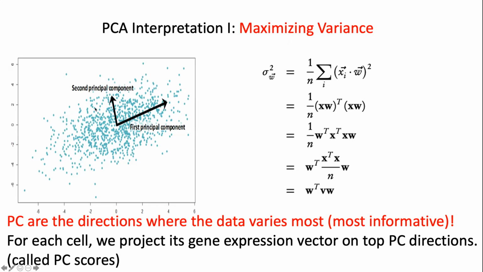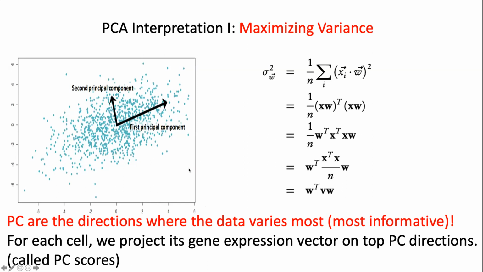But the first PC is the direction where the data has the largest variance. Variance is actually a good thing when you do single cell analysis. You want to tell which direction separates different types of cells. So that's very important. The first PC is the direction that has the largest variance, and the second PC you can understand as the direction where the data has the second largest variance. So PCs are the directions where the data varies most, which means they are more informative about the current analysis.